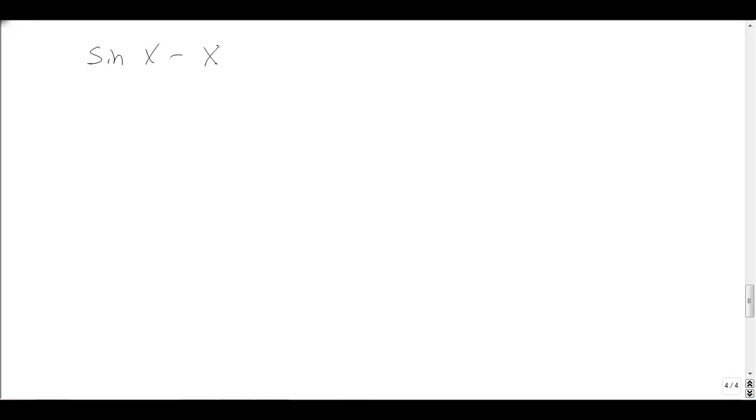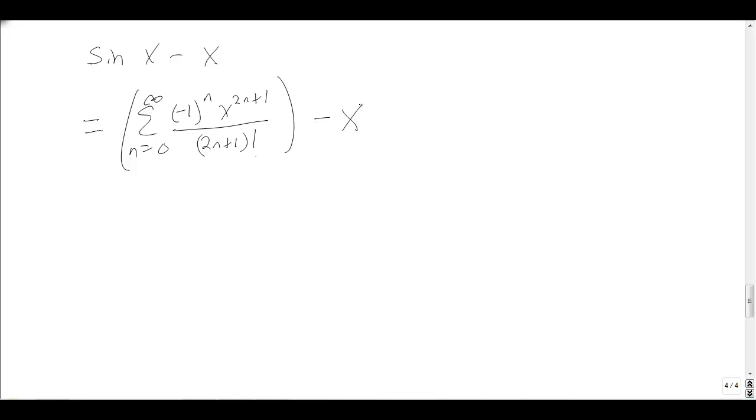We have sine x minus x. So we're looking at sine x minus x. This one's going to work out pretty well here. What I'm going to do is use a series for sine x. I'm just going to replace sine x with the series. It's the sum n equals 0 to infinity, negative 1 to the n, x to the 2n plus 1 over 2n plus 1 factorial. So this is really my sine x, and then I'm subtracting x.